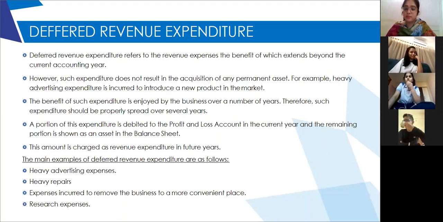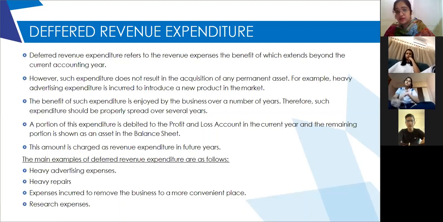So deferred revenue expenditure refers to the revenue expense, the benefit of which extends beyond the current accounting year. But at the same time, it does not result in the acquisition of any permanent asset. Let's say normally an advertising expenditure. I spent 5,000 on advertising. I put it as a revenue expenditure, right? It is a day-to-day expenditure. But if the advertising is a very heavy expenditure, say to introduce a new product in the market, then that benefit you're not only enjoying in the first year, but maybe in the second year, third year.